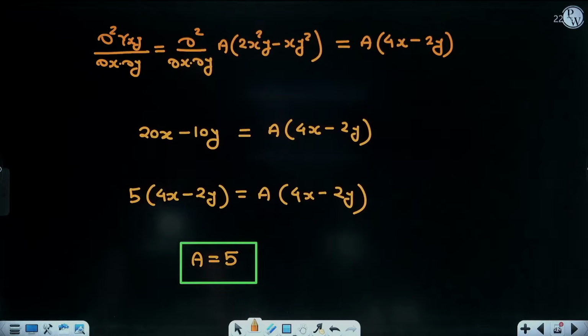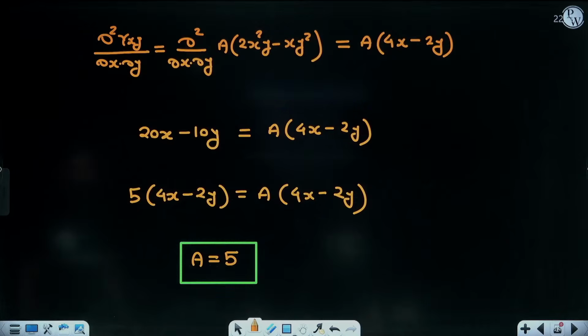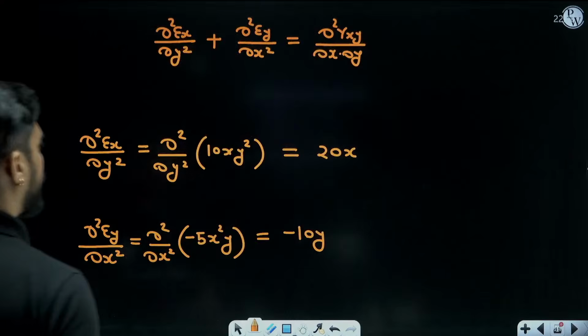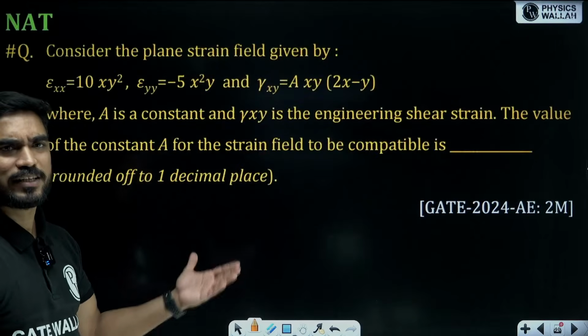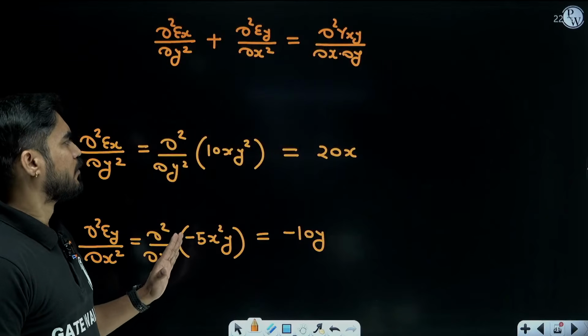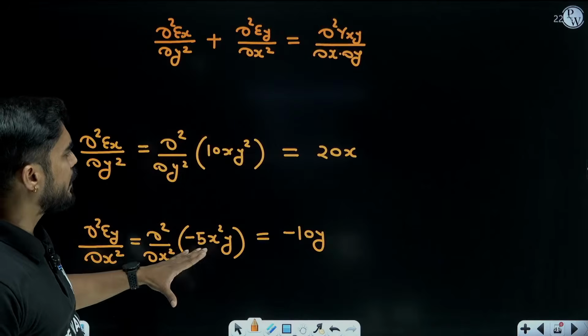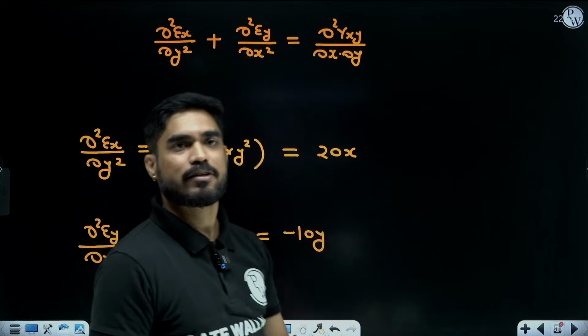Very good, Deva Darshini. A equal to 5. Okay. So a little bit of calculation is needed. That's it. All you need to do is put these equations into this compatibility equation. That's all.